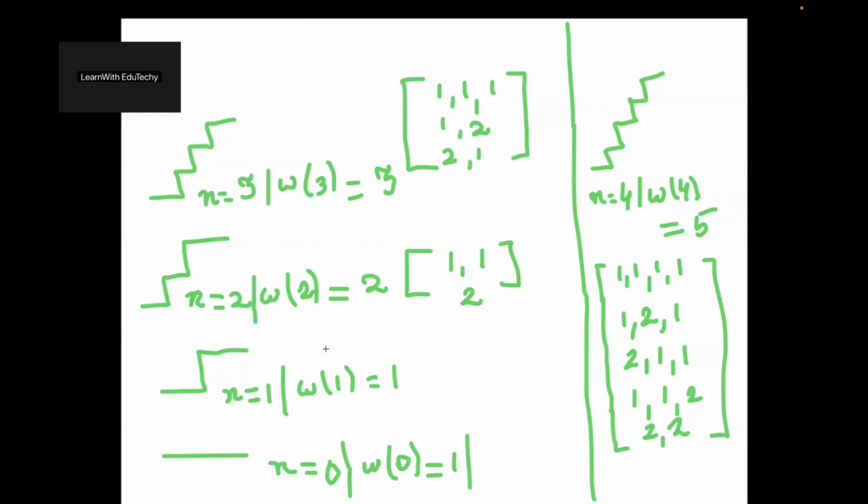The number of possible ways to climb to the second floor is 2, as indicated in this diagram, and the number of possible ways to climb to the third floor is 3. Right? So what is the number of possible ways to climb to the fourth floor? It is nothing but 2 plus 3, which gives us 5. And this is how I have broken it down as well, right?